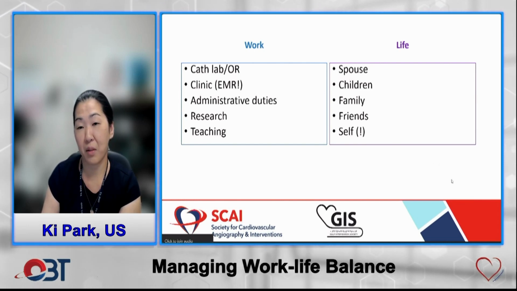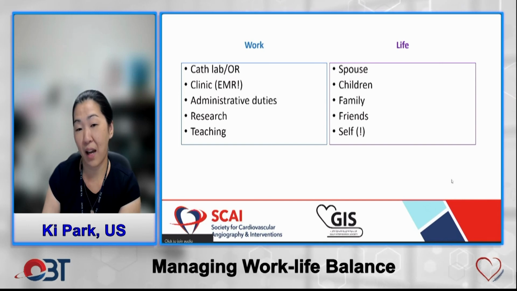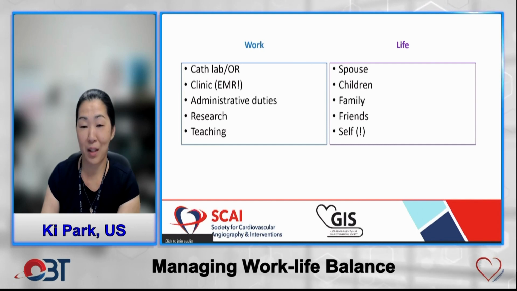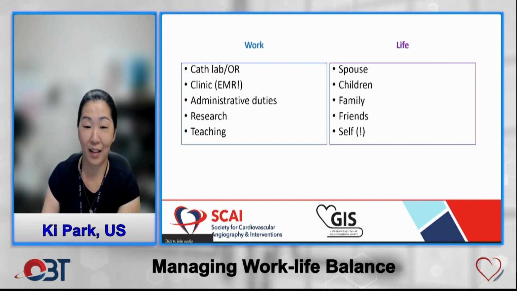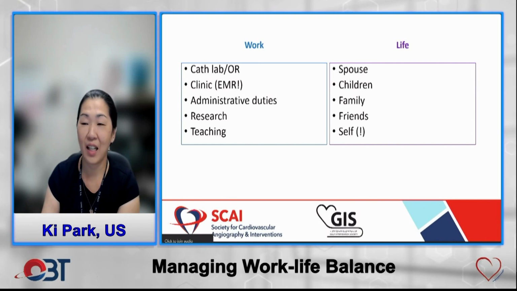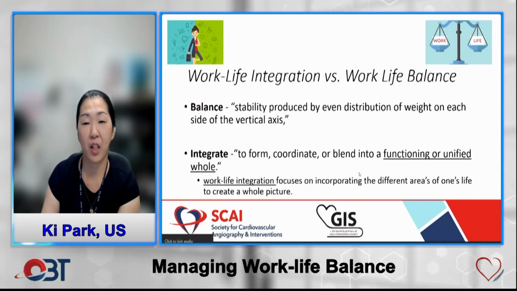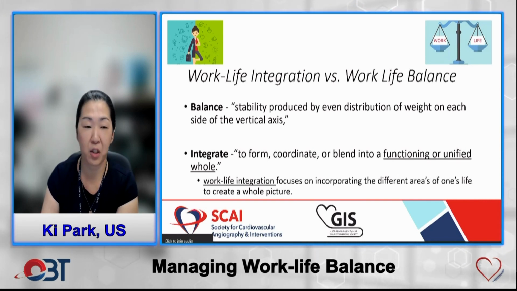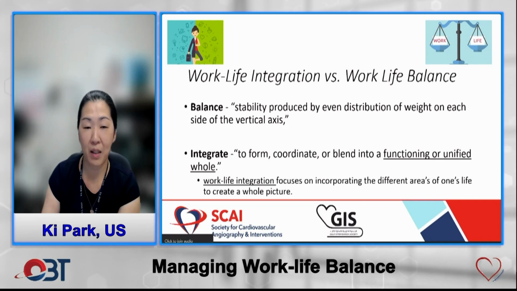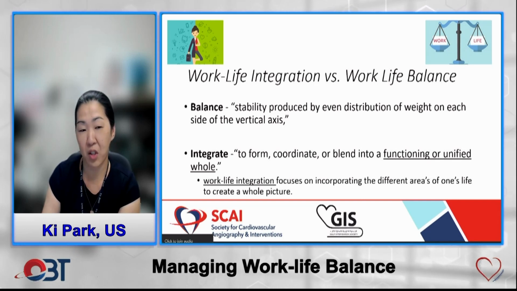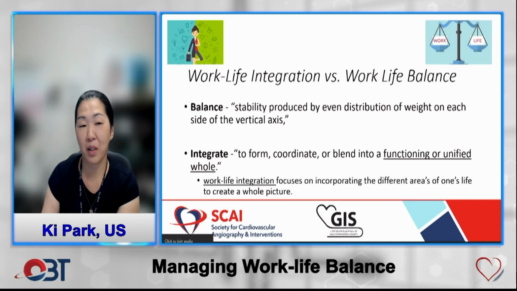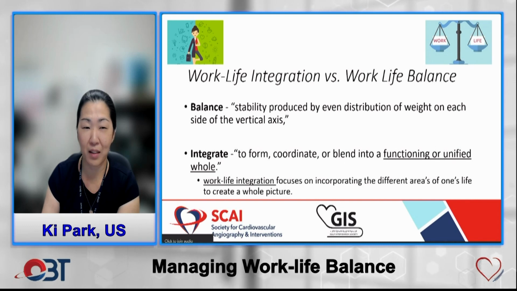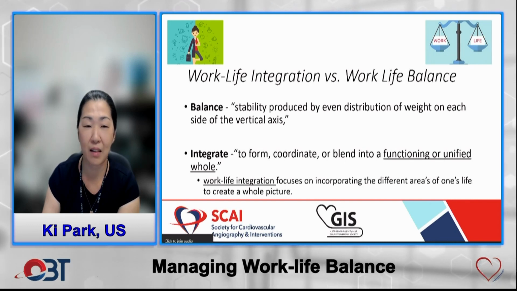And then if you think on the opposite side, we have our lives to manage. Again, many facets of that: our spouse, our children, our family, our friends, and also something that we often neglect to put, and I realize I just put it last on the list when I shouldn't have, is ourself. So I put the word balance in quotations because if you look at the actual definition of the word balance, it's described as stability produced by an even distribution of weight on each side of a vertical axis. And it really implies that everything is teetering at exactly the right relative weight to each other. And I think that's unrealistic.